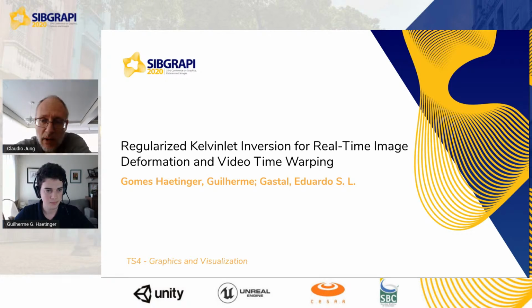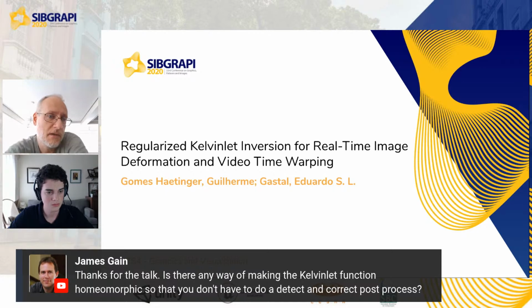Okay, we have a question from James Gain here. Thanks for the talk. Is there any way of making the Kelvinlet function homeomorphic so that you don't have to detect and post-process with the correction scheme?